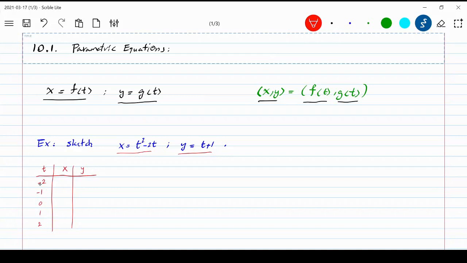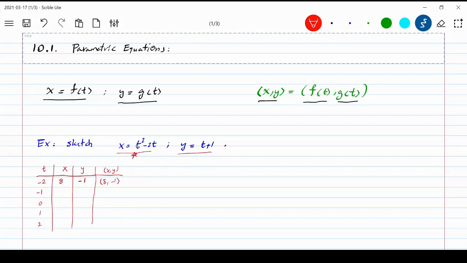If I pick t to be -2, replace -2 into the equation for x. So I'm replacing -2 here for t. What you get is -2 squared is 4, minus 2 times -2 would be 4, so you get 8. As we get x to be 8, what do we get for the y value? If I replace -2 for y, we get -2 plus 1, which is simply -1. So now the x and y coordinate of that point is basically 8 and -1.